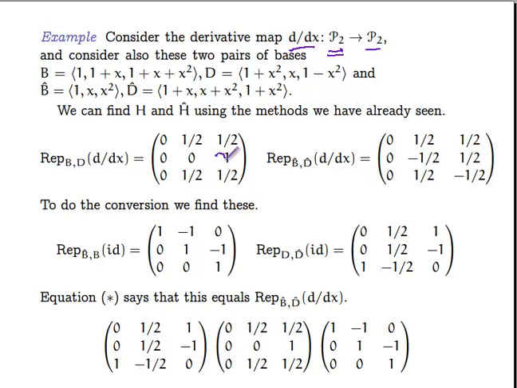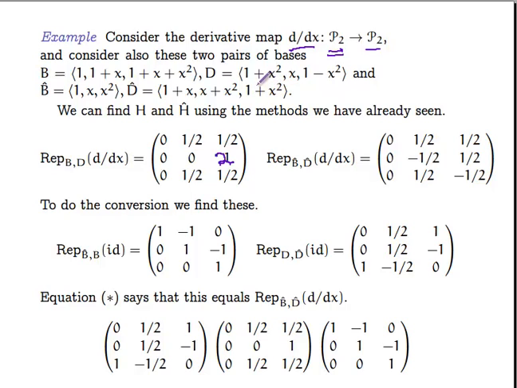This should be a 2 to get the derivative map. All right, let's look at the representation with respect to this second pair of bases of the same derivative map. The derivative of 1 is 0, and the representation of 0 with respect to these three basis vectors is 0, 0, 0. The derivative of x is 1, and you can verify that to represent 1 in this basis here, you have to take 1/2 times the first minus 1/2 times the second plus 1/2 times the third.